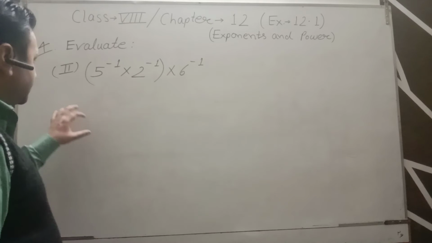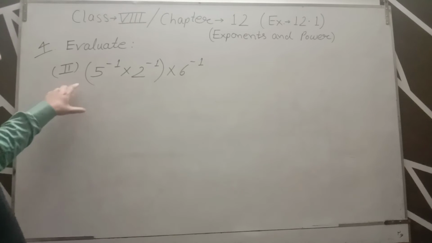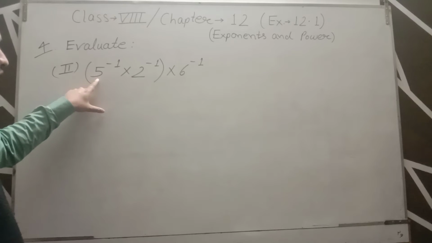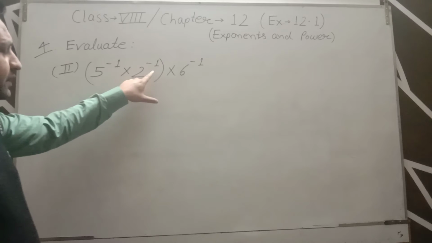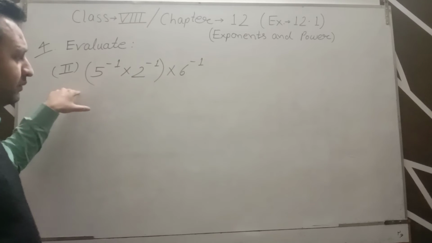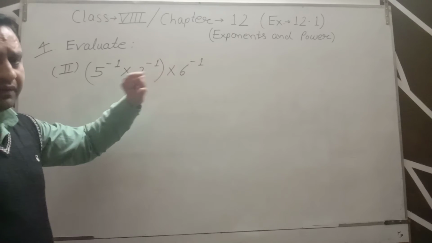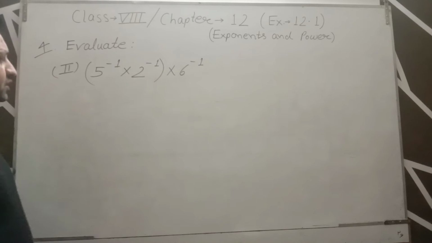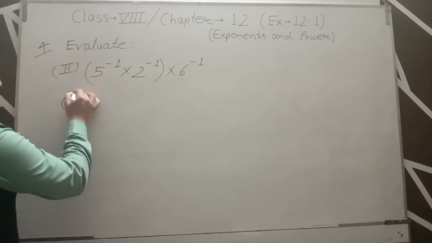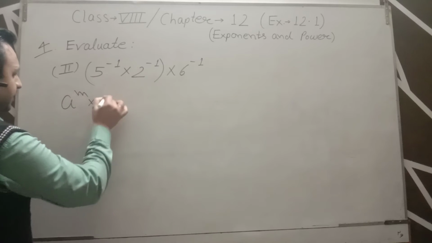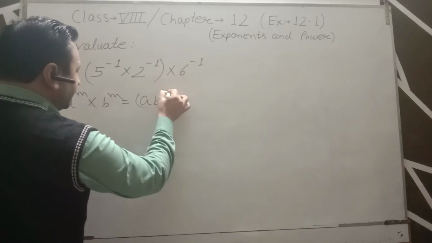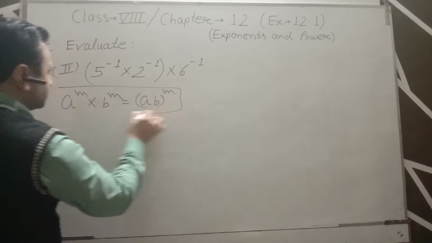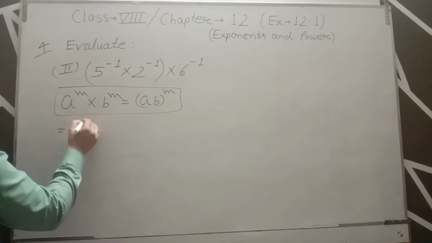Okay students, we now discuss its second part. In the second part we have to evaluate 5 raised to the power minus 1 multiply 2 raised to the power minus 1 and whole multiply 6 raised to the power minus 1. Then the law of exponent we can use. If a raised to the power m multiply b raised to the power m, then ab whole power m. So in the bracket the law of exponent can be used.